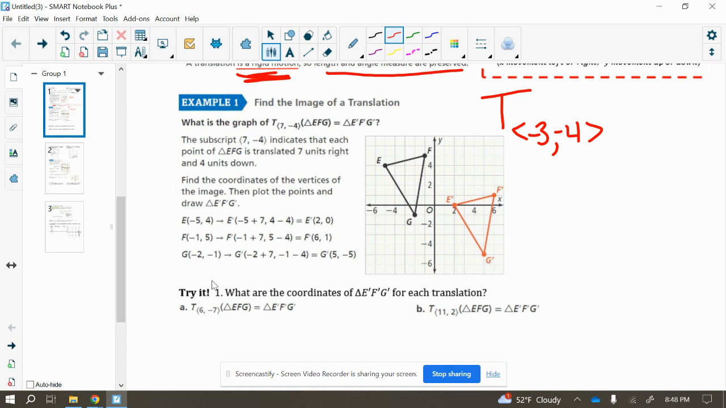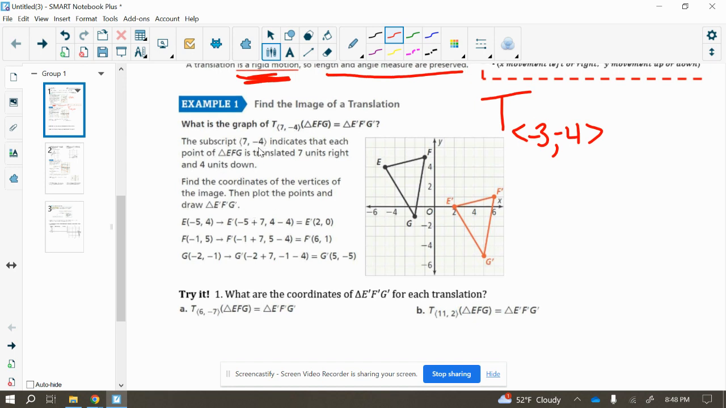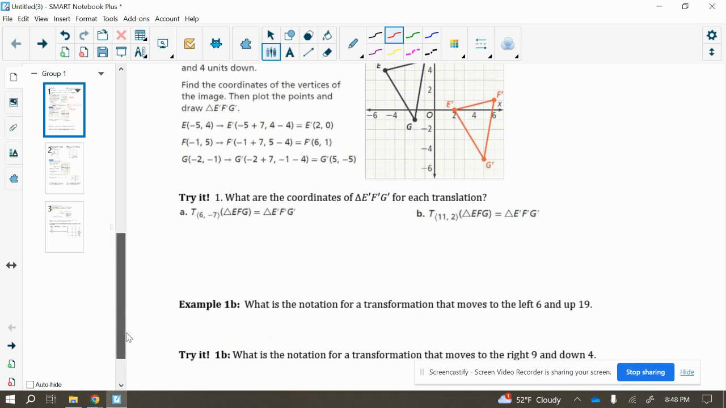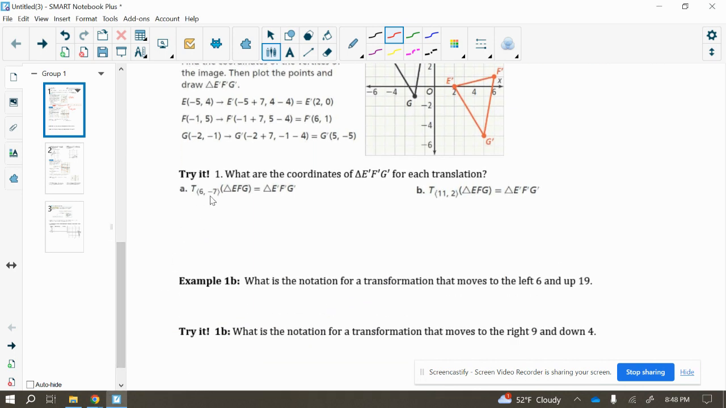Now you can also use that without a graph. You can always add, in this case, the 7 to each of the original X values to get our new corresponding image X value, and then we would subtract 4 from each of the original Y values to get our new Y value.